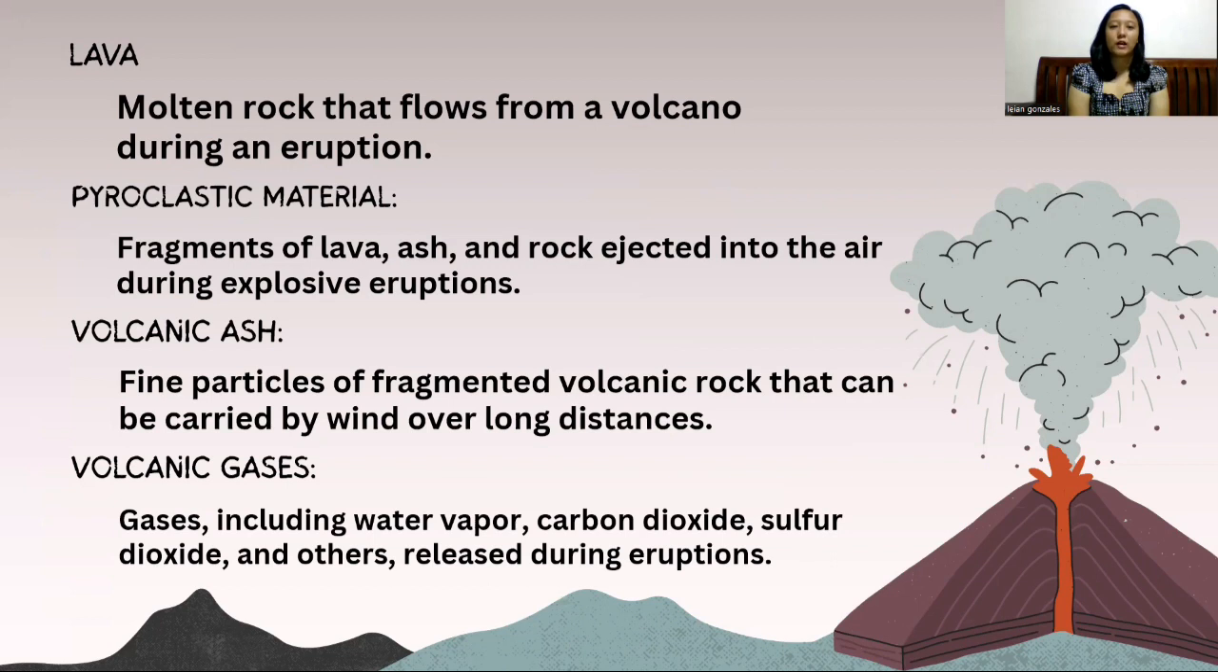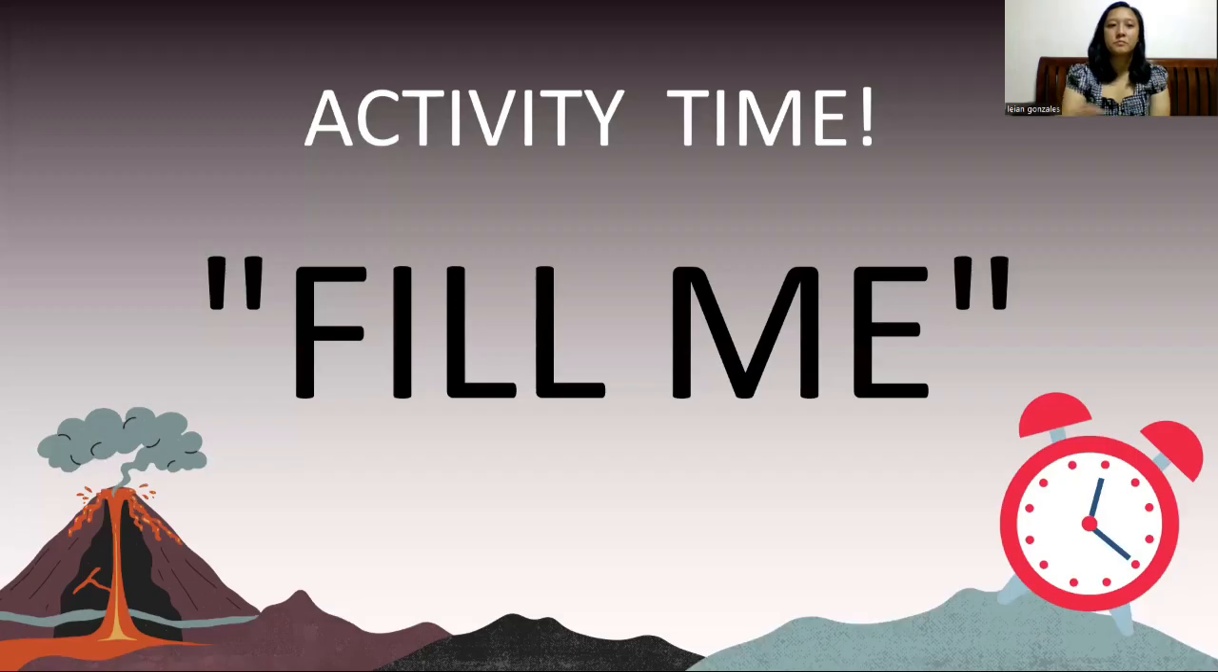Next, we have the volcanic ash. It is fine particles of fragmented volcanic rock that can be carried by wind over long distances. And lastly, we have the volcanic gases. Gases including water vapor, carbon dioxide, sulfur dioxide, and others are released during eruptions.